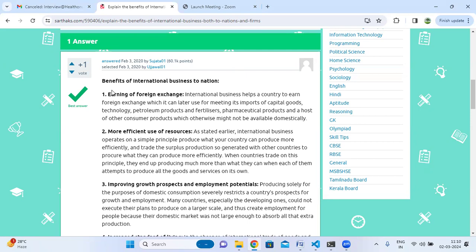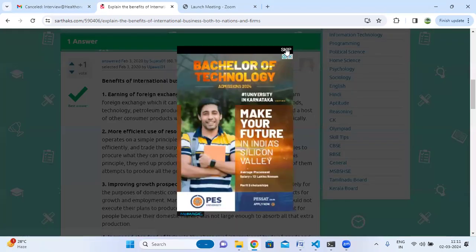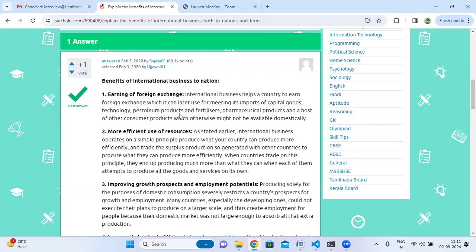Next, let's discuss the benefits of international business. Earning of foreign exchange: international business helps a country earn foreign exchange, which it can later use for meeting its imports of capital goods, technology, petroleum products, fertilizers, and a host of other consumer products which are otherwise not available domestically.